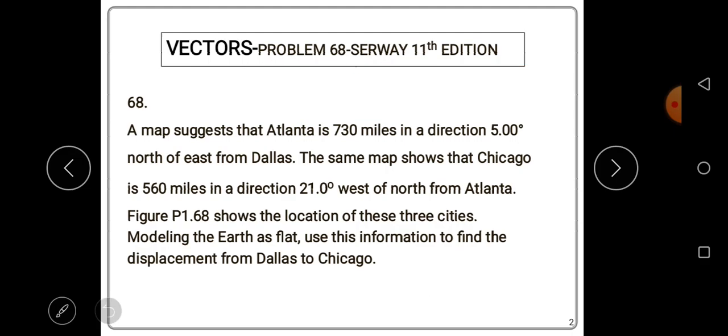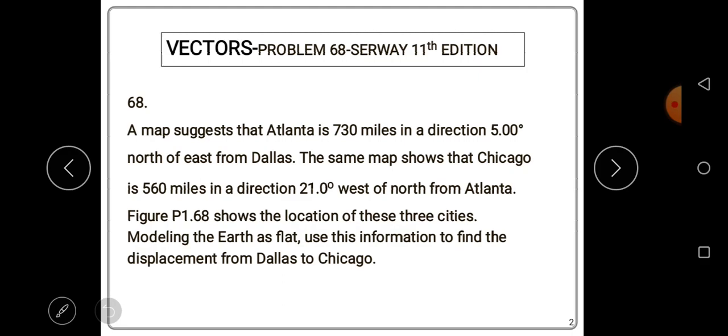The question reads, a map suggests that Atlanta is 730 miles in a direction 5.00 degrees north of east from Dallas. So we should take note of every detail or every piece of information in this sentence.